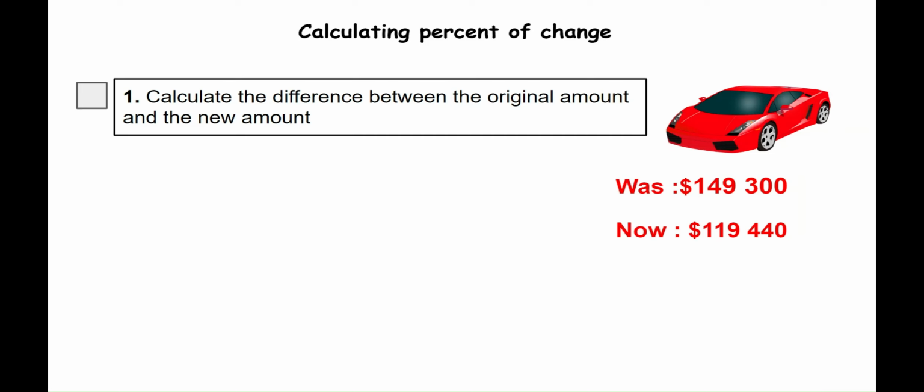That means we're going to subtract. Since we know the value has decreased, it doesn't matter if we subtract the original value from the new value or the new value from the original value. What's important is that we get the difference between the two amounts. So let's subtract the new value from the original value to get the difference. And $149,300 minus $119,440 gives us a difference of $29,860.